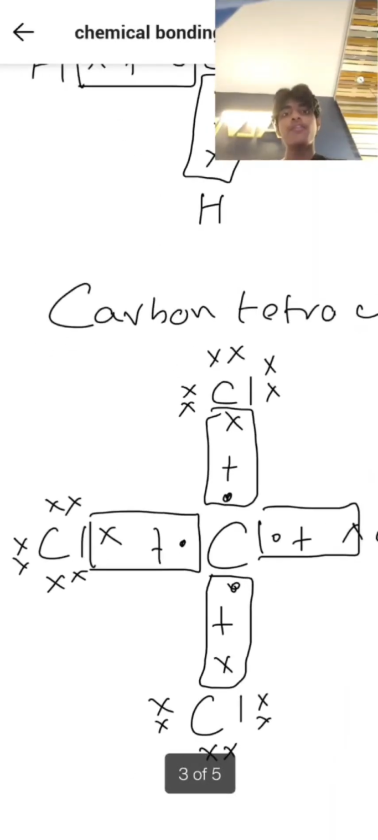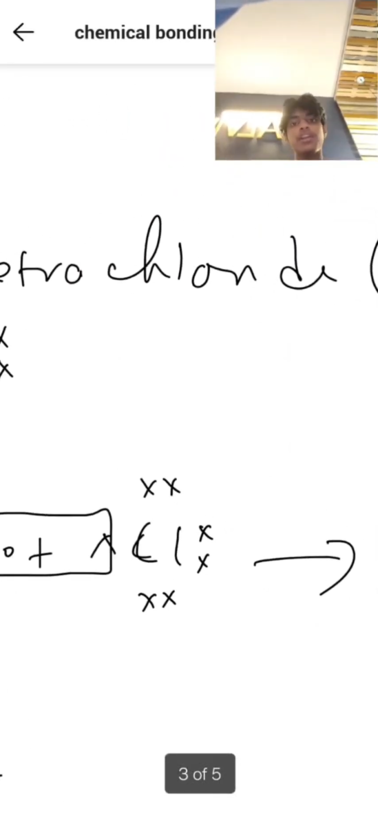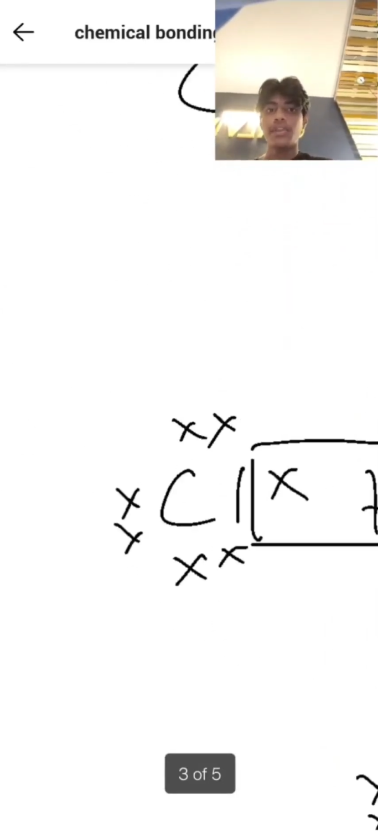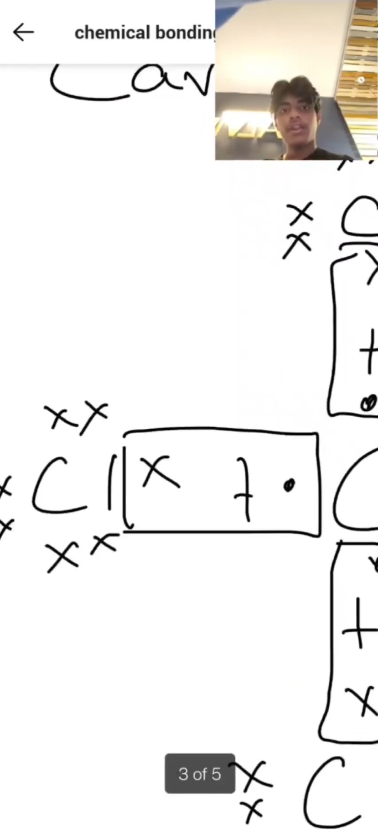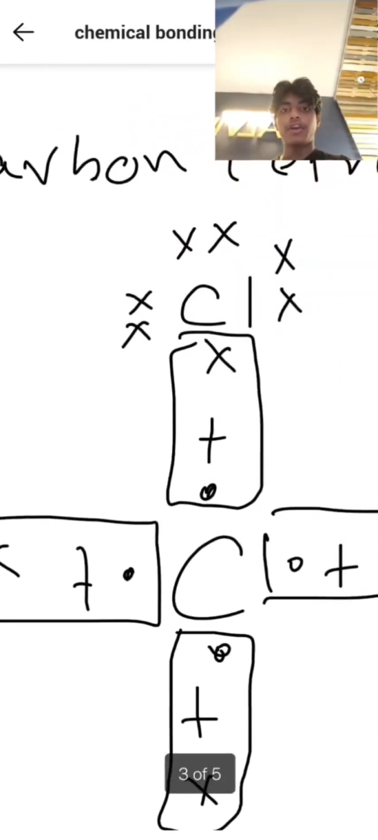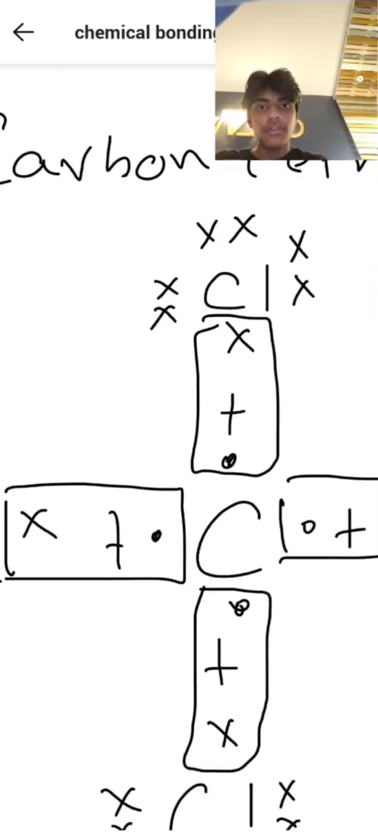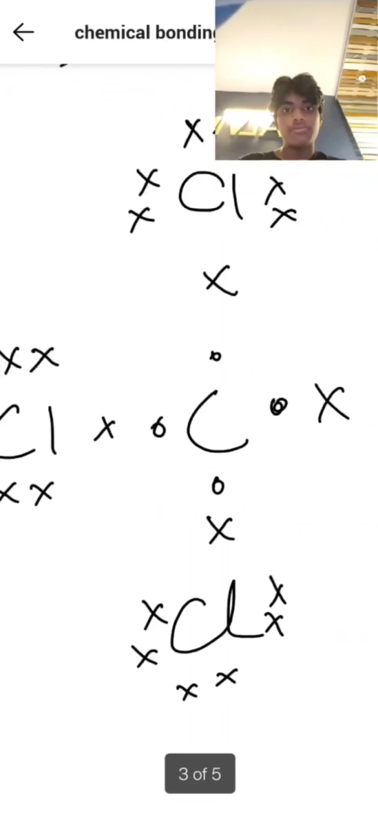Carbon. Carbon has how many electrons? Carbon has 4 electrons, correct? Similarly, we have chlorine. Chlorine has how many electrons? Chlorine has 7 electrons. So since it's CCl4, there are 4 chlorines involved here. One electron of carbon will go to one chlorine, right? This is the first chlorine. The second electron of carbon will go to the second chlorine. Similarly, the third and fourth electrons of carbon will go to the third and fourth chlorines respectively, right? So this is how you form carbon tetrachloride.